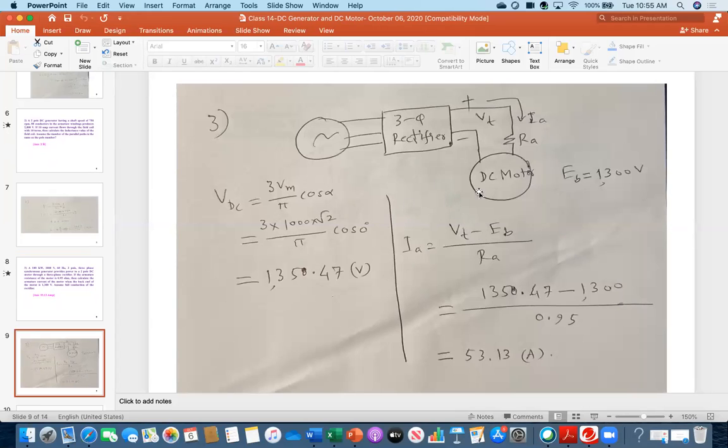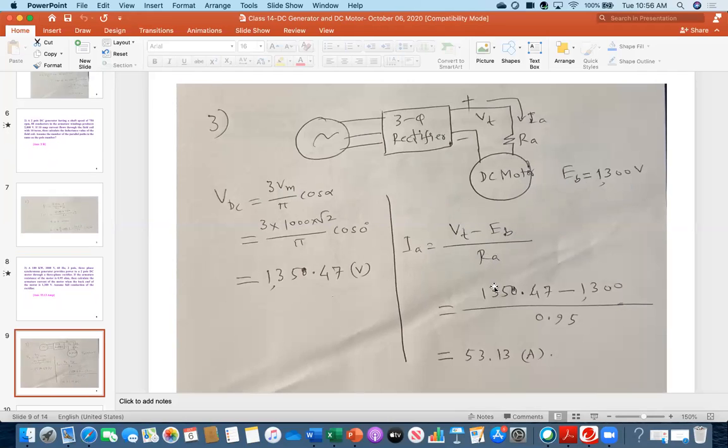You see that picture that I showed you on the board a few minutes back? So this is the picture. You see, I have mentioned here that back EMF is 1300 volt. And then this is my main equation: I is Vt minus Cv over Ra.